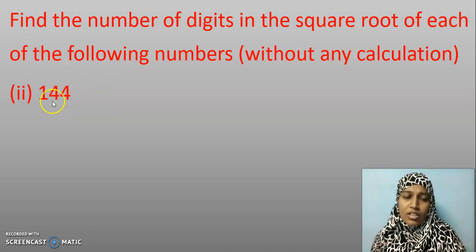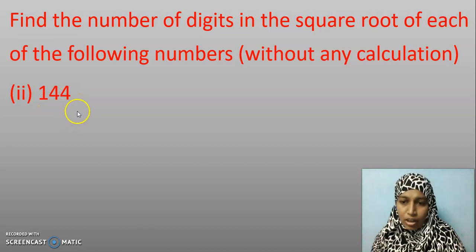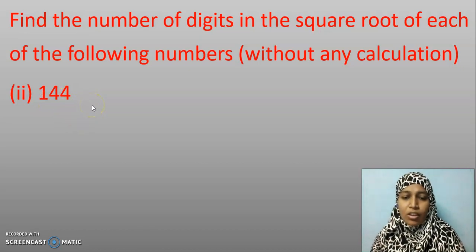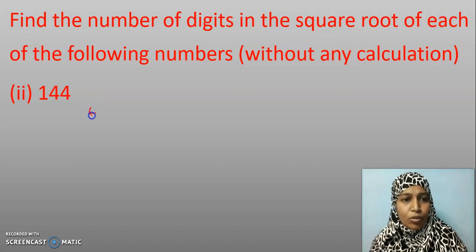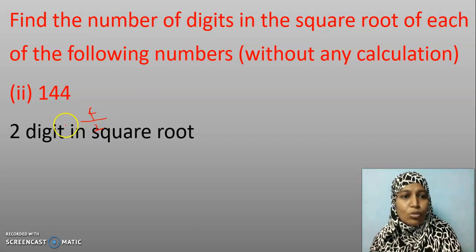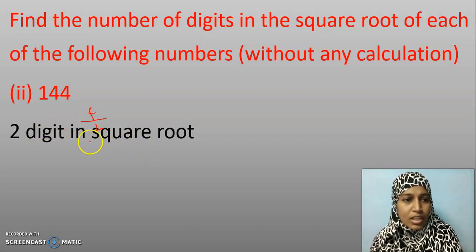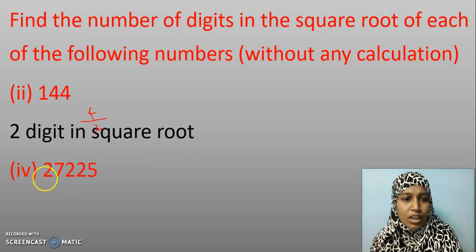So 3 digits are here. 3 is an odd number, so 3 plus 1 is 4. 4 by 2, what will I get? 2. So the square root will have 2 digits. Is it clear? Now the next question is, how many digits?